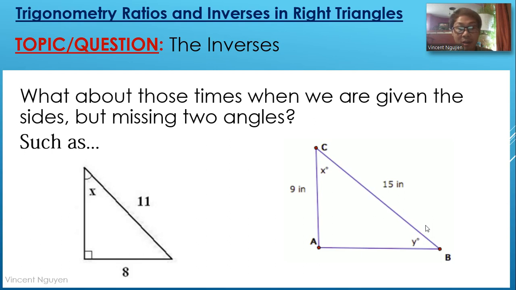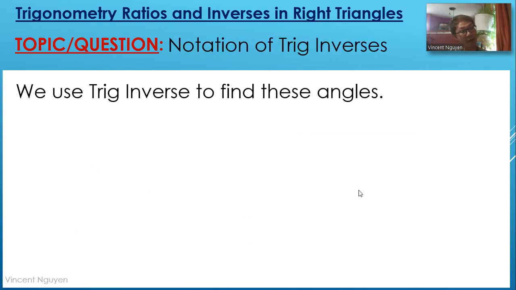Now, what if they're giving us the sides and asking us to find the angles instead? Like this problem, they're giving us the two sides, the 8 and the 11, and asking us to find angle x. And in the next problem over here, they're giving us the leg and the hypotenuse, and asking us to find the two angles. So in this case, we're doing the reverse. We're using inverse to find the angles. Trig ratios, we use to find the sides. Trig inverse, we use to find the angle. So keep that in mind.